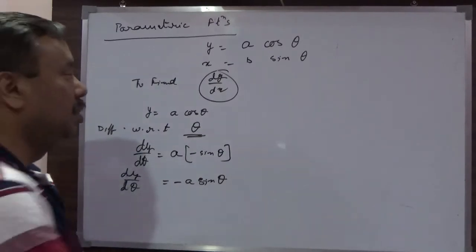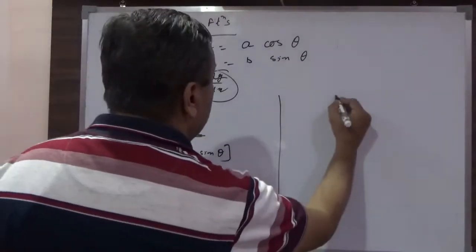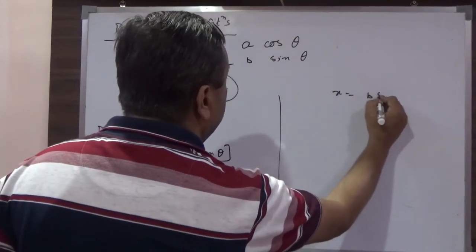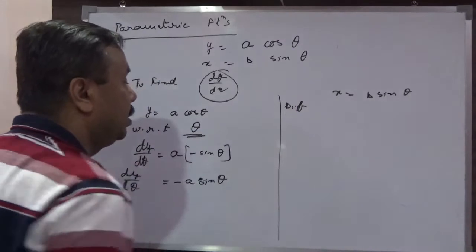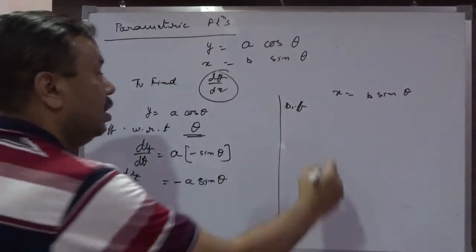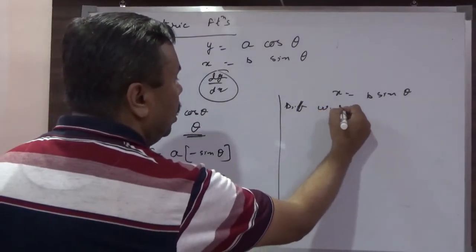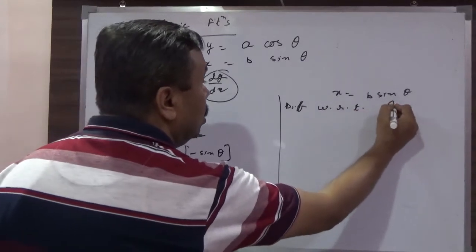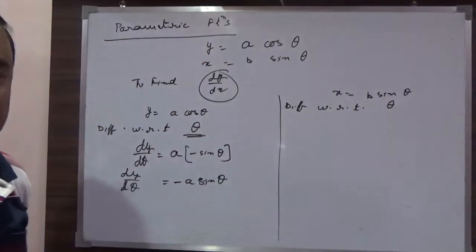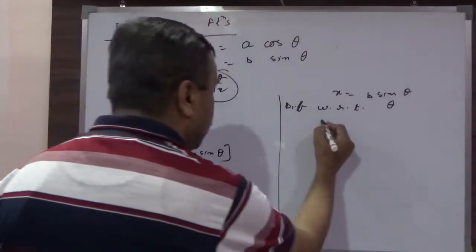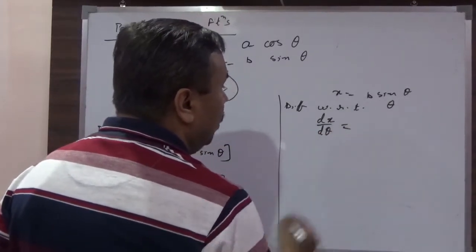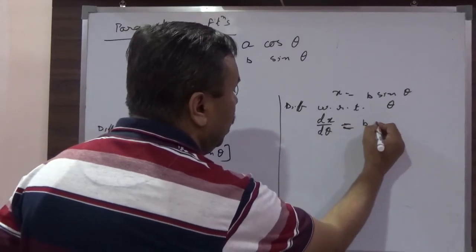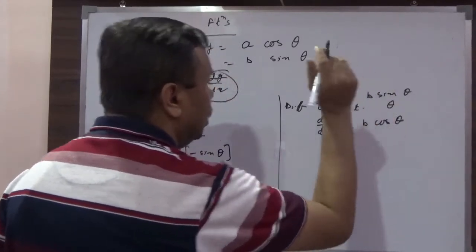Similarly, I will use the other side. x equal to what? b sin theta. Again, I will differentiate this with respect to theta. So if I am differentiating with respect to theta, it will become dx by d theta, and that will be equal to b cos theta.